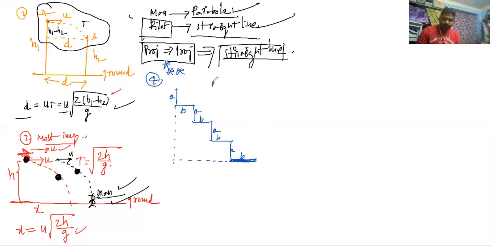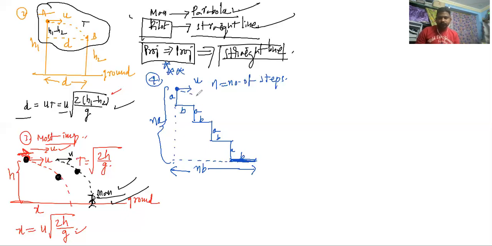Now, if there are n number of steps, so this is n into A. Understand? So this is 1A, 2, 3, 4, like this, n number of steps are there. So this is NA and this is NB, number of steps into width of each step, from here to here. Now, I can say there is a particle which is projected horizontally. It started from this topmost point and is projected in this way, such that it has reached the final step.